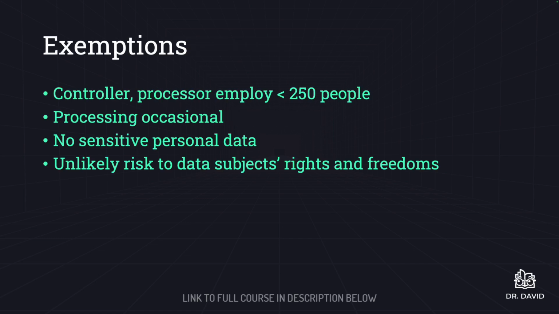Certain organizations may be exempt from providing RoPA under the following conditions. The controller or processor of the data employs less than 250 people. The processing of personal data is occasional. There is no sensitive data that is processed. And the processing is an unlikely risk to data subjects' rights or freedoms.